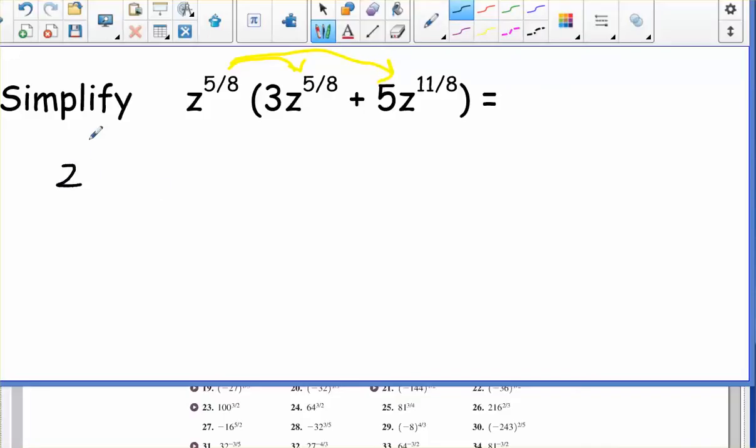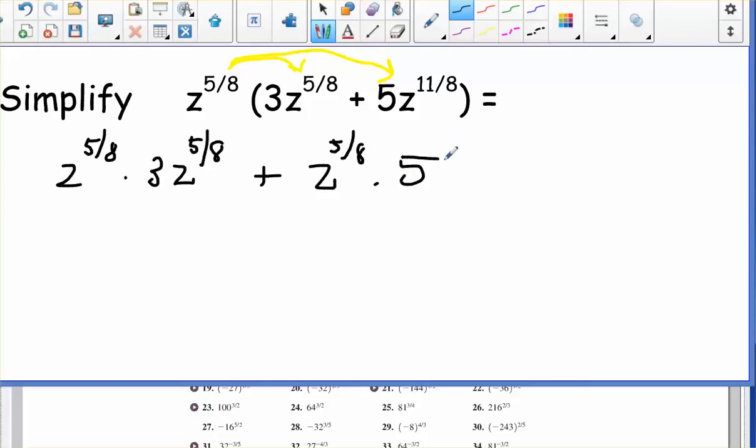So it's z to the 5/8 times 3z to the 5/8. That's the first term, plus z to the 5/8 times the second term of the binomial, 5z to the 11/8. So all I've done so far is just distributed what was outside to each term in the binomial. Now if you look at this, I've really got two different products and they both have like bases, so I'm going to add those exponents.